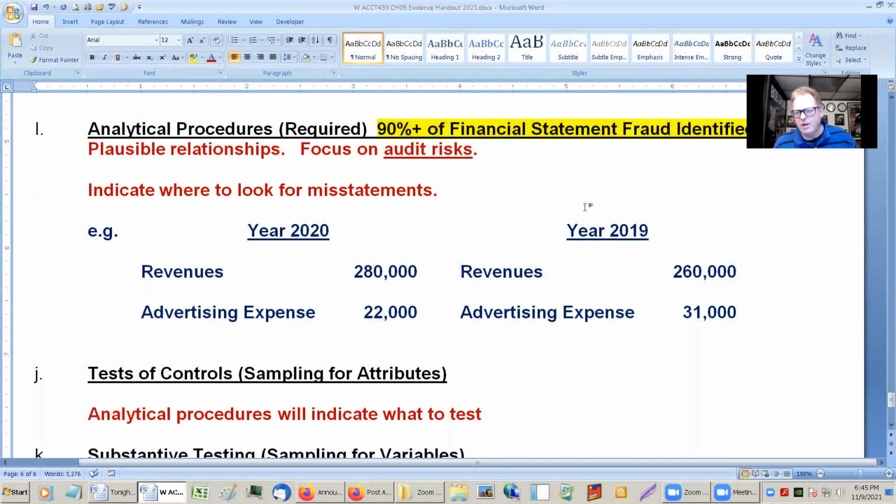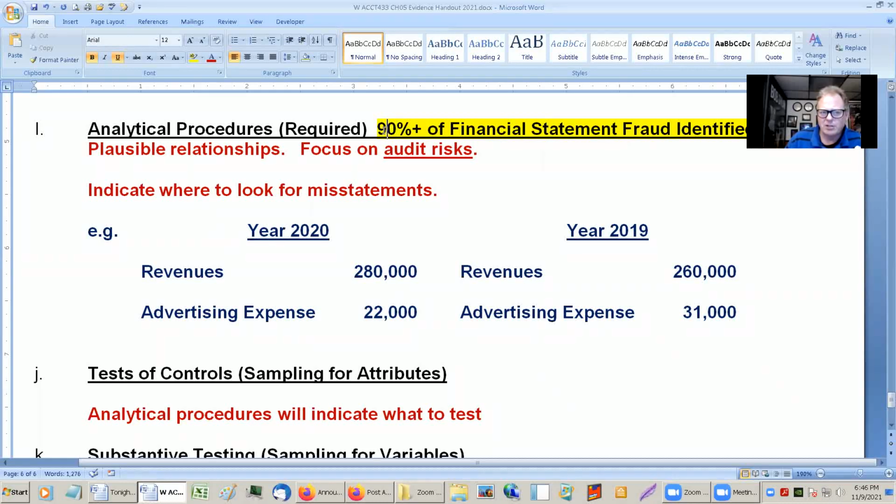It's such a huge margin that it's required. You have to do analytical procedures. You'll actually do them at the end of the audit also, because at the end of the audit, once the company makes all the changes you suggest and all that kind of stuff, you want to see if the financial statements still make sense. Maybe I'll give an example of that later.